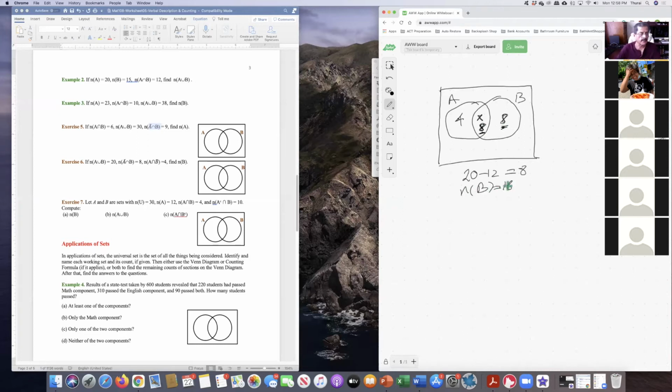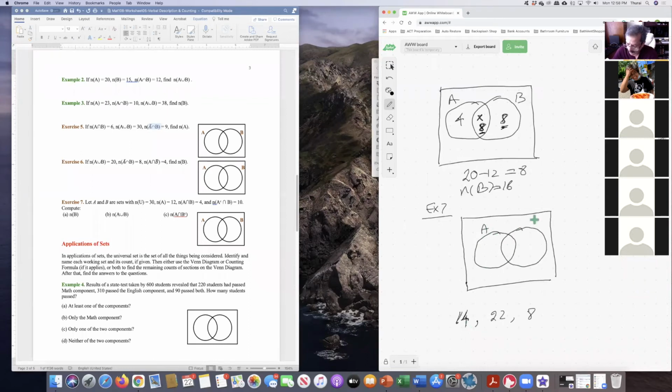All right. Anybody has answer for exercise 7? Yeah, the number of elements in B is 14, and then A union B is 22, and A intersect B complement is 8. 8, okay. Very good. I'm going to verify that in a second.